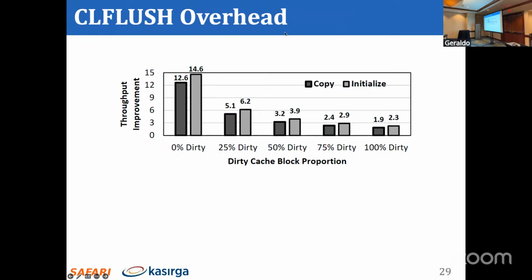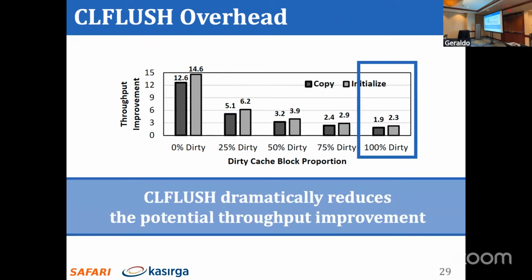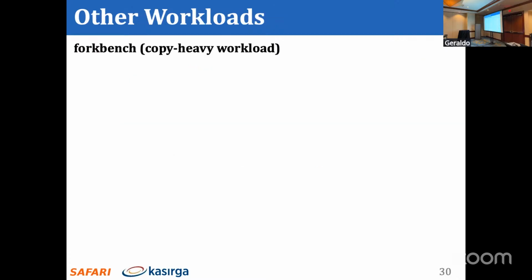And when we involve CL flush operations, when we involve the overhead of coherence, the throughput improvements dramatically reduce. On the x-axis, we sweep the fraction of dirty cache blocks in the data that we copy. We're copying 8 megabytes to another 8 megabytes here. If it's all dirty cache blocks, we have to evict them. If it's not dirty cache blocks, we still have to invalidate the cached copies. And this is where the overheads are coming from. That's the conclusion: CL flush dramatically reduces the potential throughput improvement. So this is something you would likely not do. You wouldn't fix the coherence problem using CL flush, probably. So we need better solutions, I'd say.